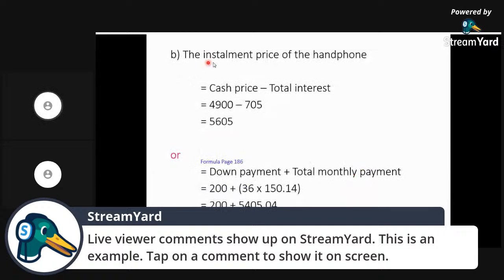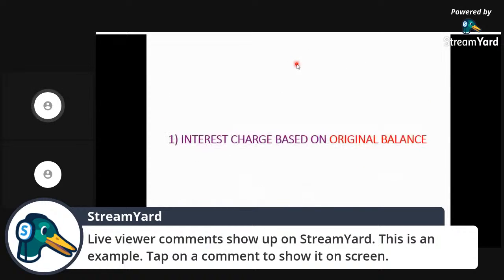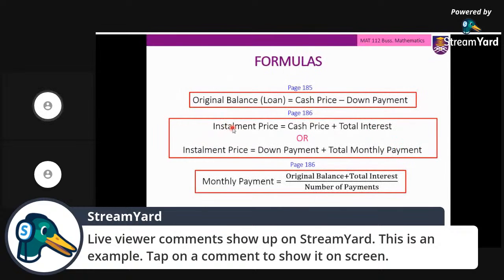Okay, so next is installment price. Okay, what is the installment price of the handphone? So if you remember that we have two formulas for installment price. Okay, so it's up to you which one you want to use. Okay, it will give you the same answer. Okay, so for this question, I'm going to use the first one.